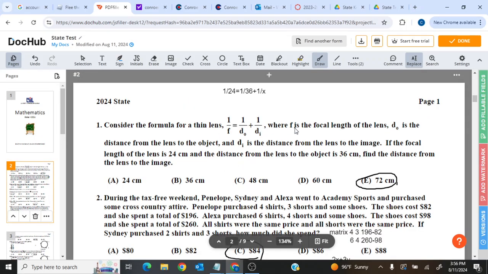Consider this formula. F is the focal length, DO is distance from the lens to the object, DI is distance from lens to the image. If the focal length of the lens is 24 centimeters, distance from the lens to the object is 36. Find the distance from the lens to the image. Well, in this case, you're just plugging in values here. So 1 over 24 is equal to 1 over 36 plus 1 over your unknown distance, and you get 72.